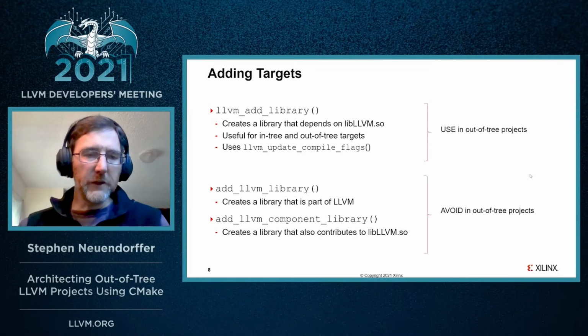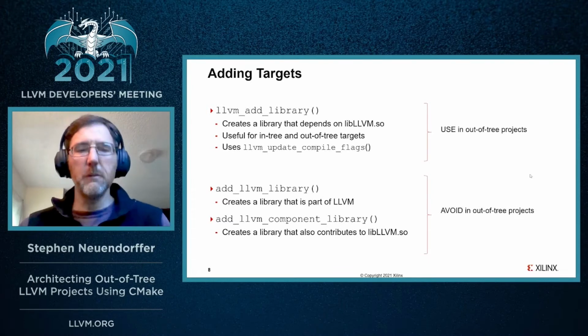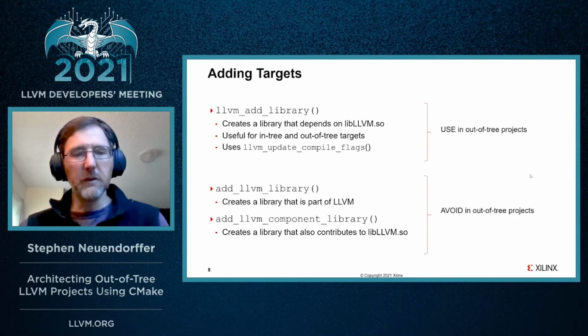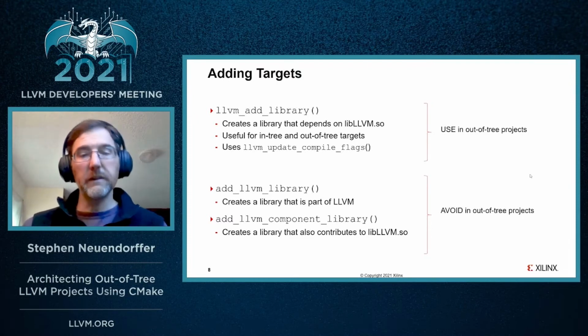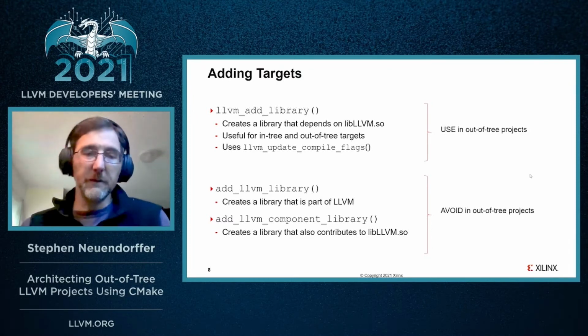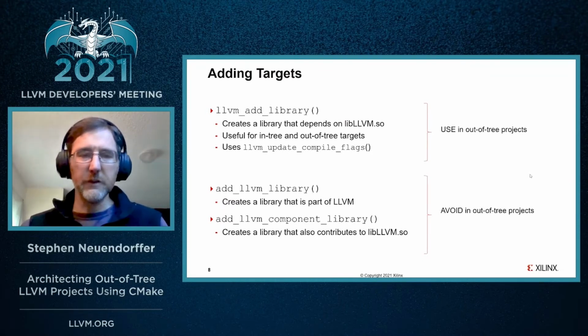There are two other functions that are used quite extensively in LLVM, but these aren't really useful for out-of-tree code. One is add_llvm_library, that creates a library that's part of LLVM and will get installed along with the rest of LLVM. And another is add_llvm_component_library. It creates a library that is going to contribute to LLVM.so. And obviously you don't want to use this if you're out of tree because it's very difficult to add things to LLVM.so in that situation.